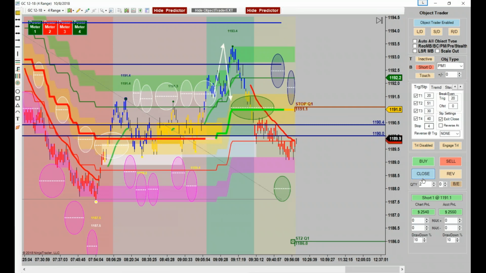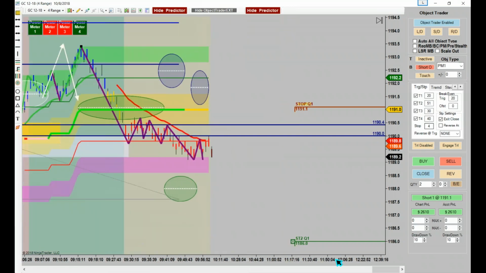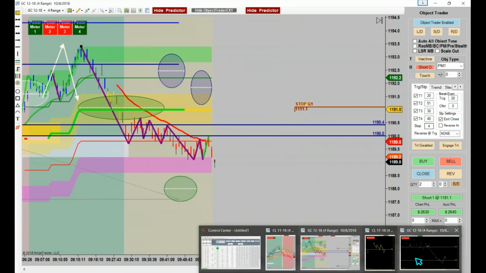Those red stealths can make a big difference in how you do in your trading. And if you look to the left to trade the right, you'll see actually that they broke. Let's look at it on the other chart. See gold right there.